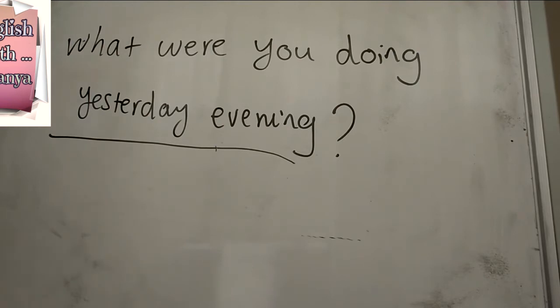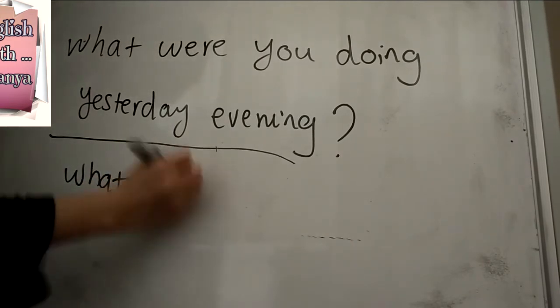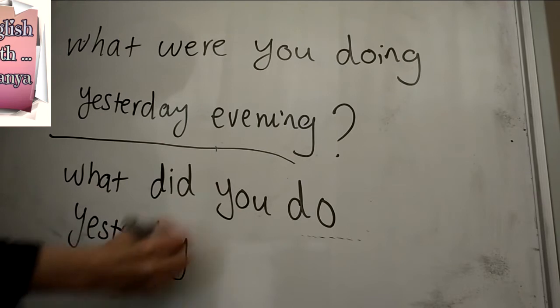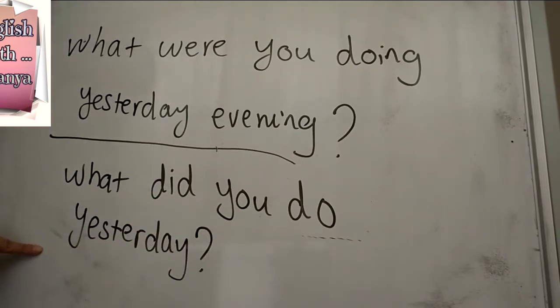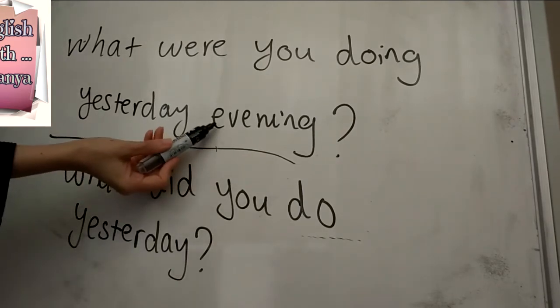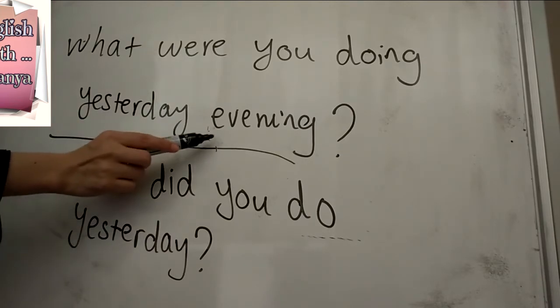If you are talking about something that was taking place or was happening at a specific time, then we use the continuous tense. But if you are asking about a general thing, like for example, when we say, what did you do yesterday? Do you see the difference between this question and this? In this question, when we say, what were you doing yesterday evening? We are focusing on just the evening. We are not talking about the morning or the night.